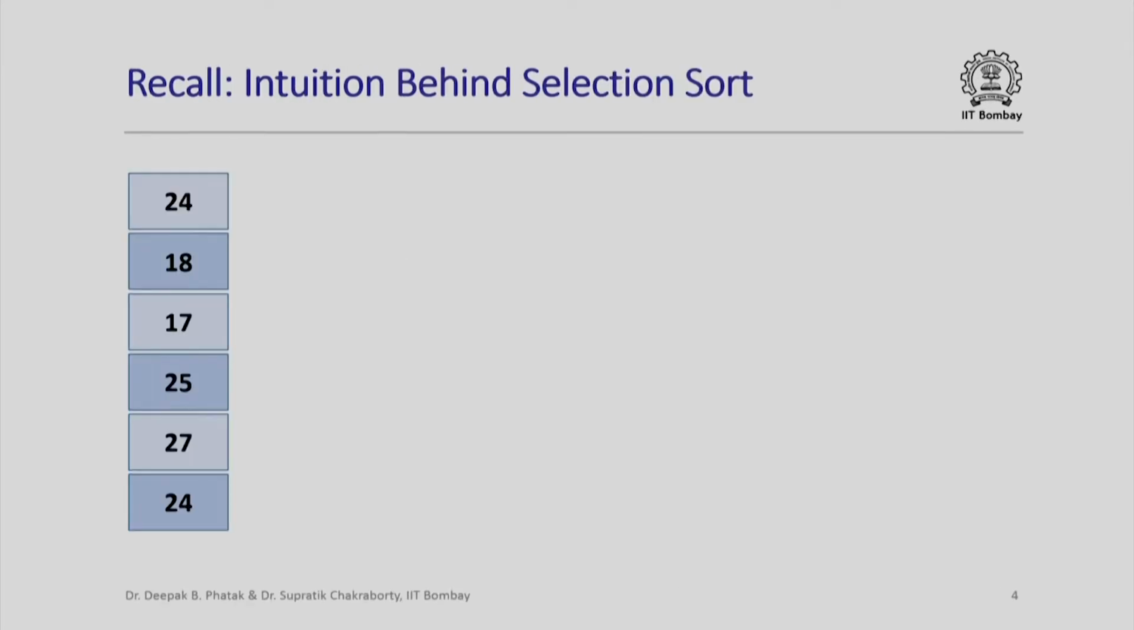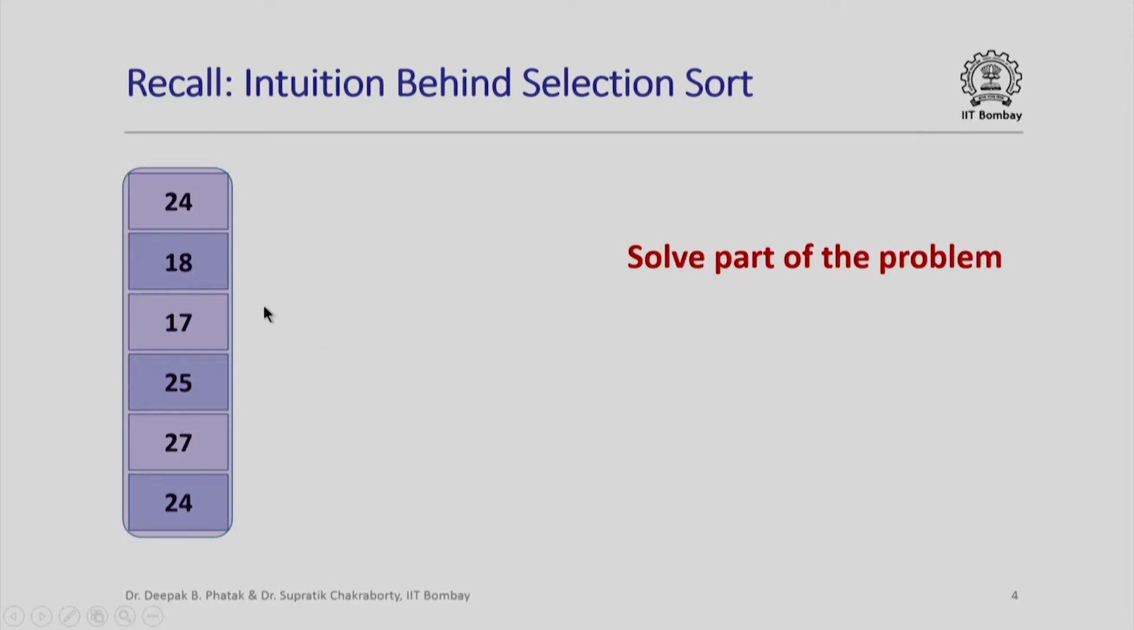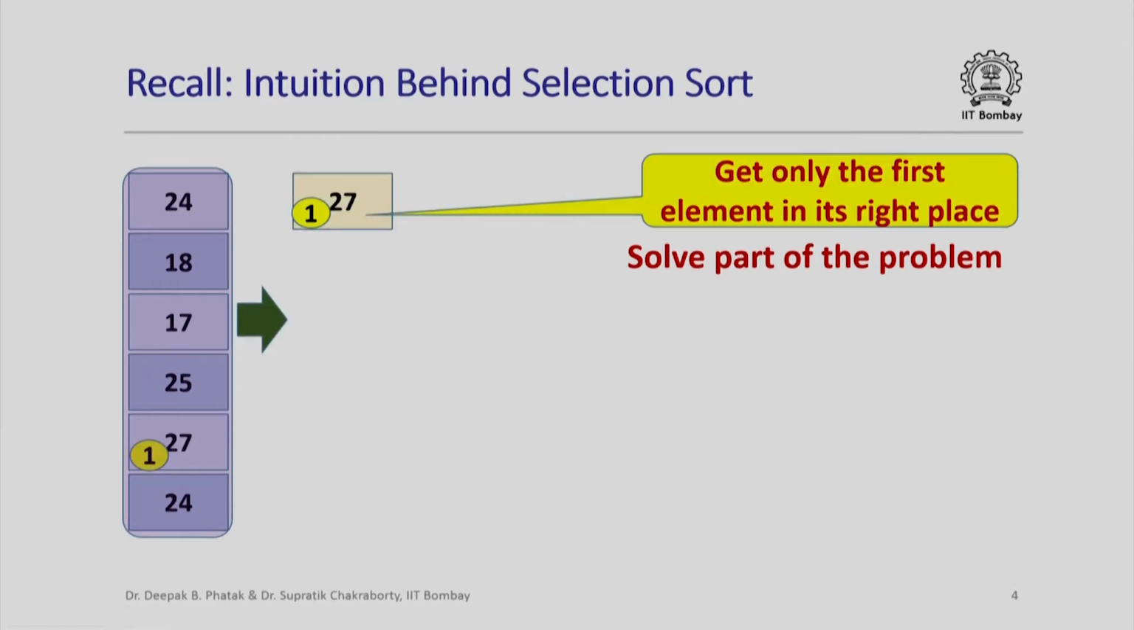Now recall the intuition behind selection sort. We had an array of integers which was unsorted and we wanted to get them in a sorted order. In particular, if you recall, we wanted to get them in a decreasing order. So the way we went about doing this, we started with the unsorted array and then solved a very small part of the problem. Specifically, we found out the maximum element in this unsorted array and put it in its rightful place in the sorted array.